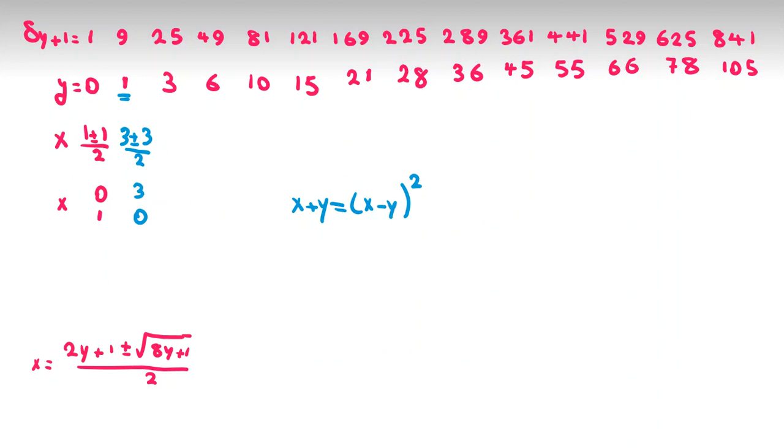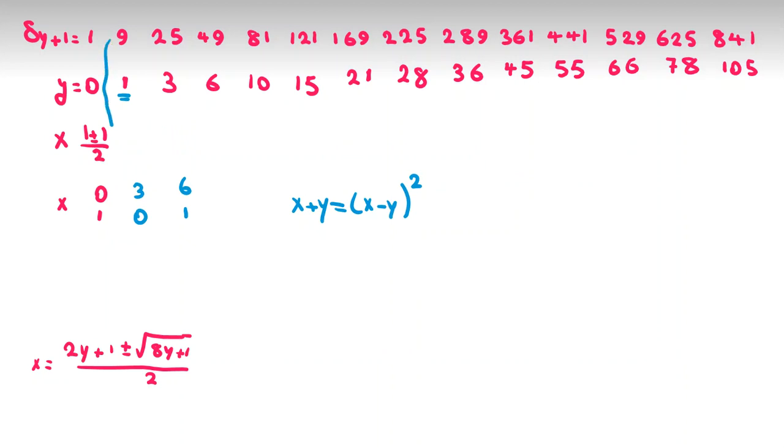And now, let's check this one. y is 3. x is 2y plus 1, 2 times 3, 6 plus 1, 7, plus or minus the square root of 25, which is 5, all over 2. 7 plus 5, 12 over 2, 6. 7 minus 5, 2 over 2, 1. So let's erase these things. Now, let's focus on the next part.